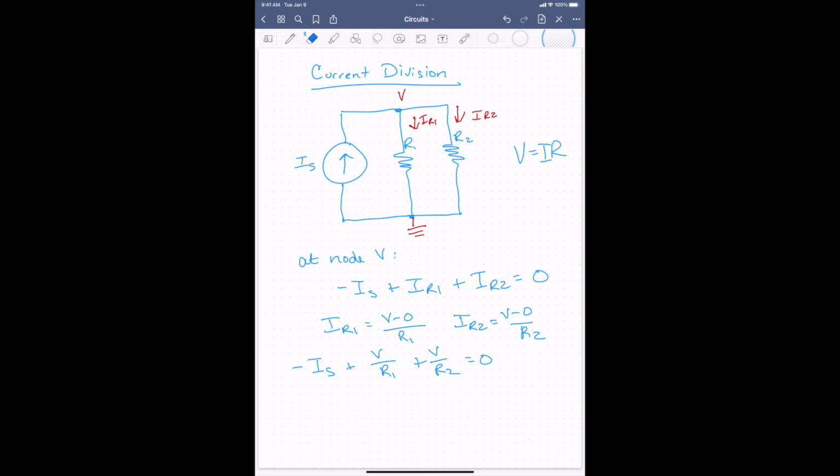From this, we can solve for V, and we'll have V times 1 over R1 plus 1 over R2 equal to IS. Let's go ahead and combine our fractions. We have V times (R1 plus R2) over R1R2 is equal to IS. So V is equal to IS times R1R2 over R1 plus R2. From this expression of V, we can use Ohm's law to calculate IR1 and IR2.